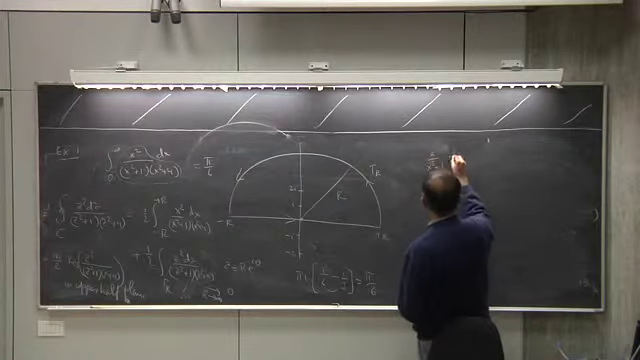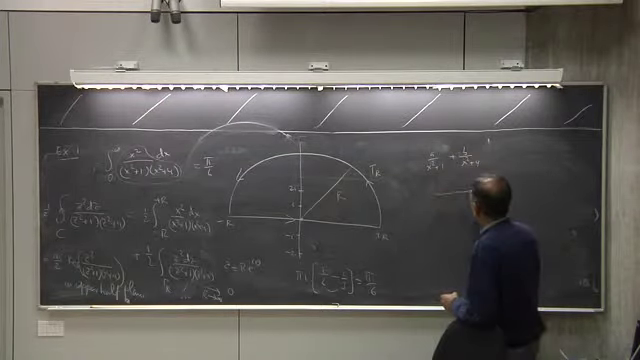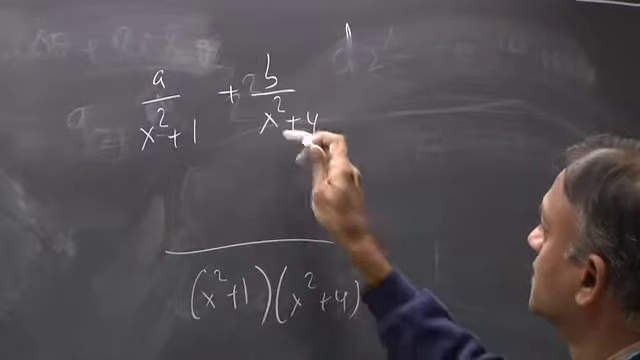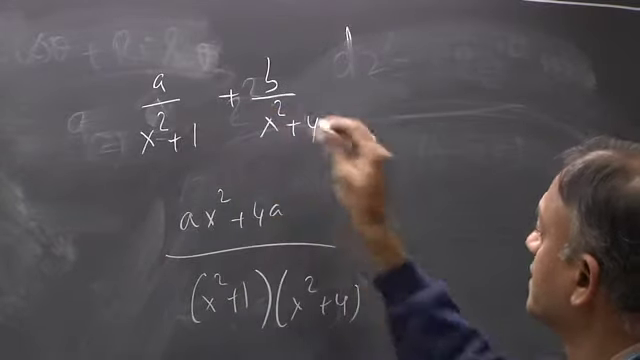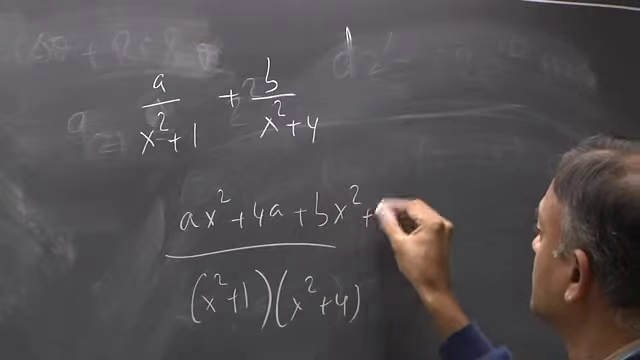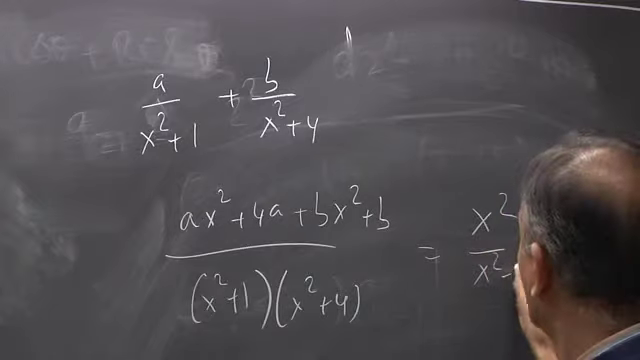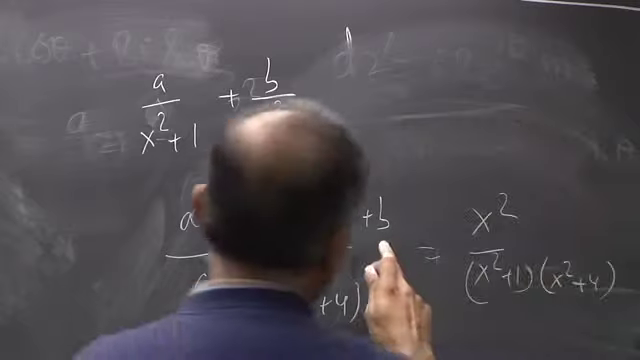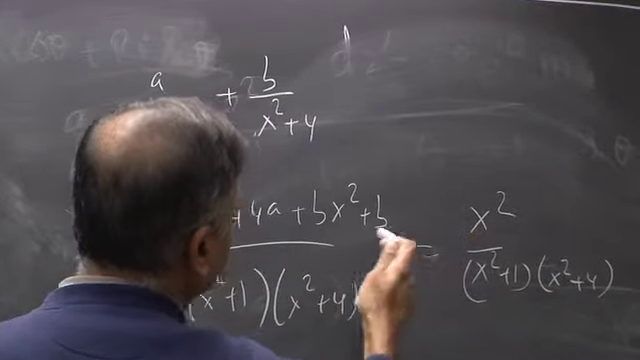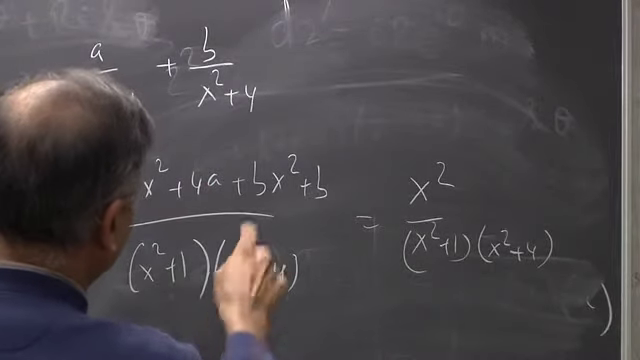plus b divided by x squared plus 4. So let's take the common factor, x squared plus 1 times x squared plus 4. Then here you get a x squared plus 4a, and then here you get plus b x squared plus b. And this whole thing is supposed to be equal to x squared over x squared plus 1 times x squared plus 4. One thing is, there is no constant term here, right? So b must be equal to minus 4a.